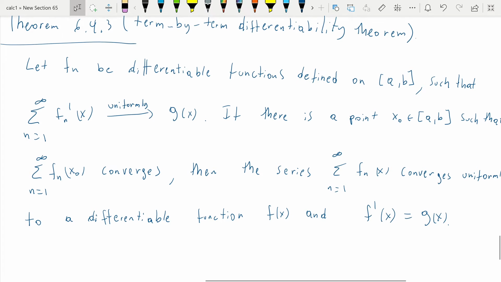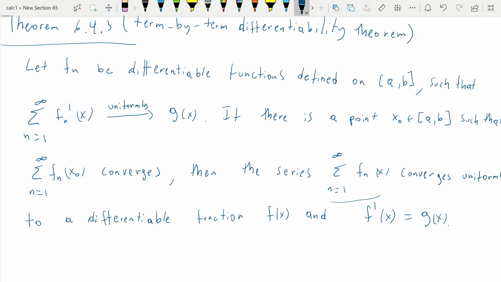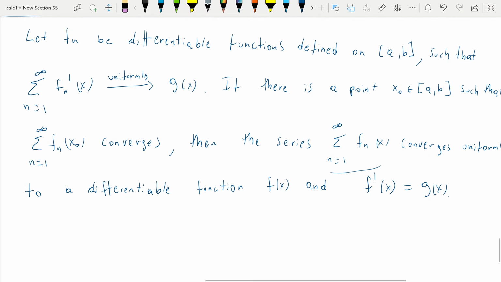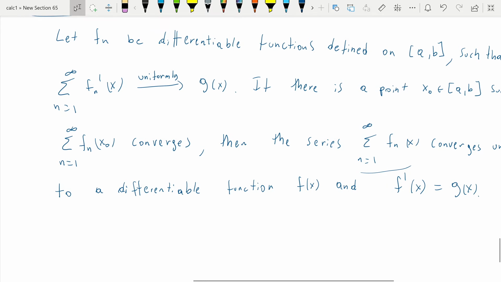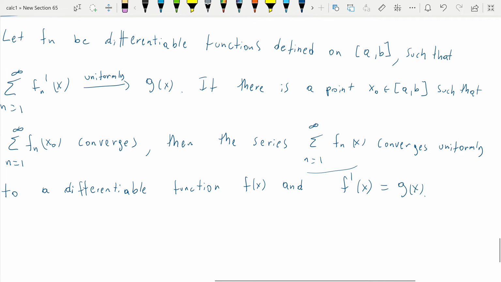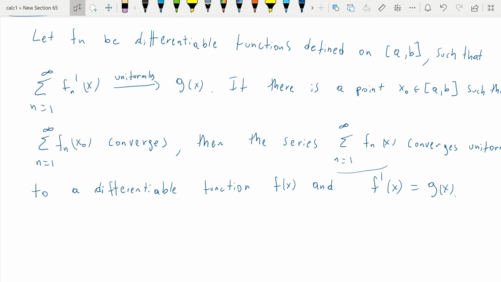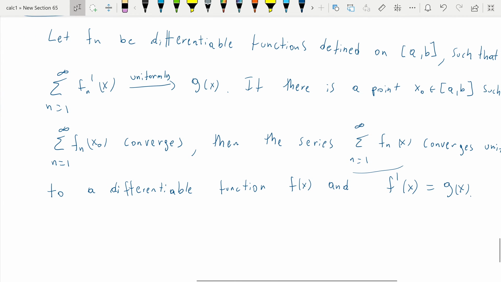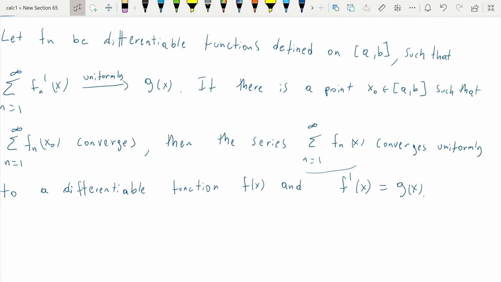So we are drawing information about the infinite sum of the fn's based on the convergence of the sum of the derivatives, which we know converges uniformly to a function g of x. And we also need to know that there's a point where the series converges, at that particular point x naught. Then combining these two pieces of information, we can conclude that the series converges uniformly to the differentiable function f of x. Not only does it converge, but the function it converges to is differentiable, and f prime of x is equal to g of x.